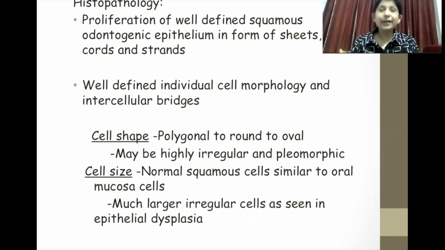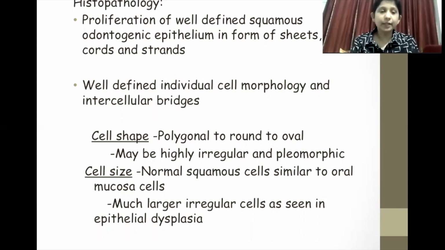So well-defined individual cell morphology can be seen. Whenever you talk about cell morphology, you talk about the cell size, shape, the nucleus size, the characteristics of the nucleus staining, and the cytoplasm. So let's take it one by one. The shape of the cell can be polygonal, round, or oval, and sometimes pleomorphic. That means it can vary in its size and shape. And the cell size will be normal squamous cells similar to the oral mucosa.